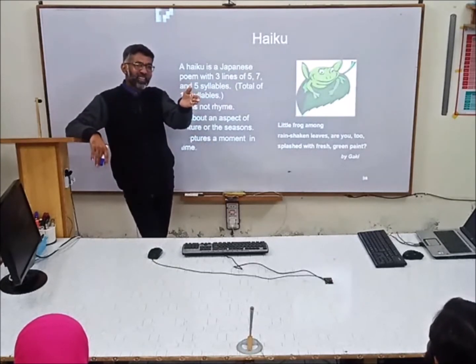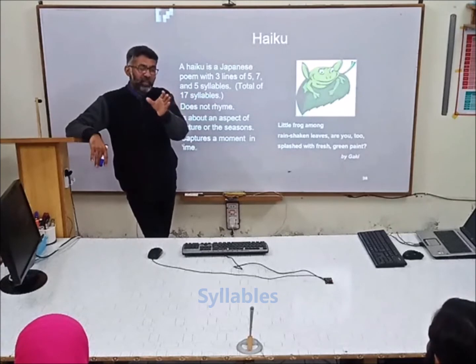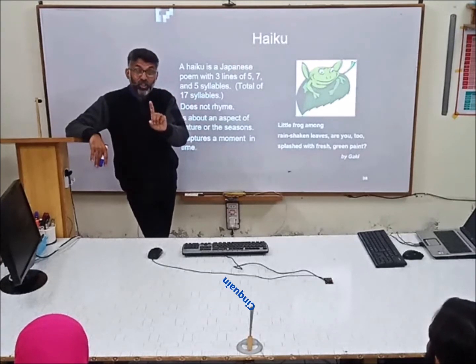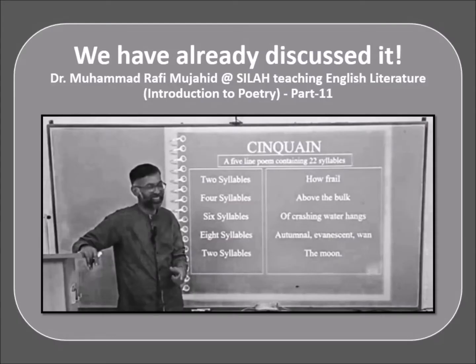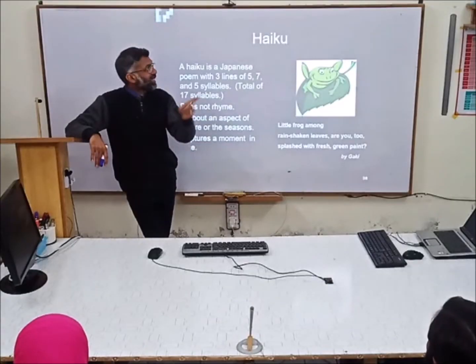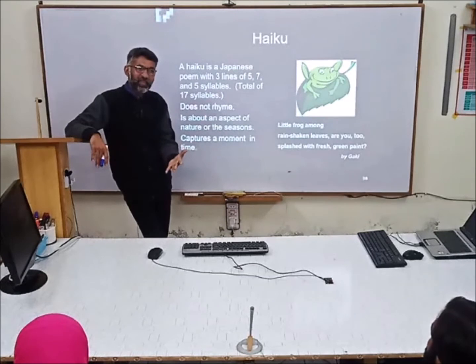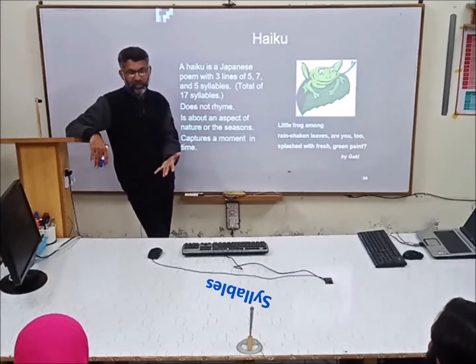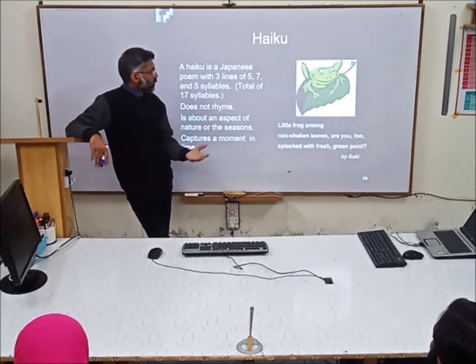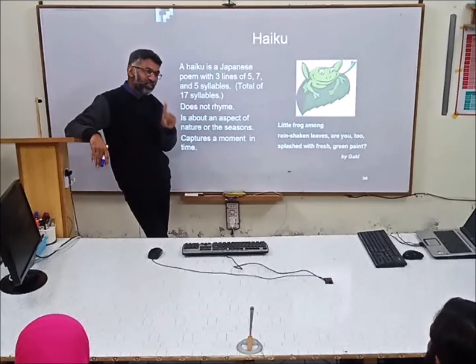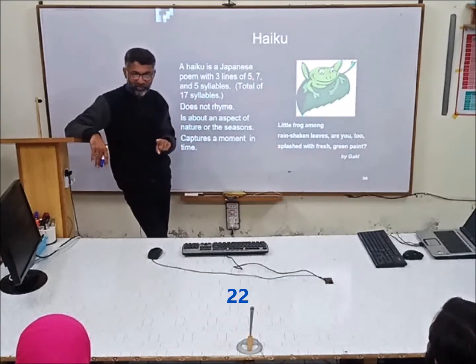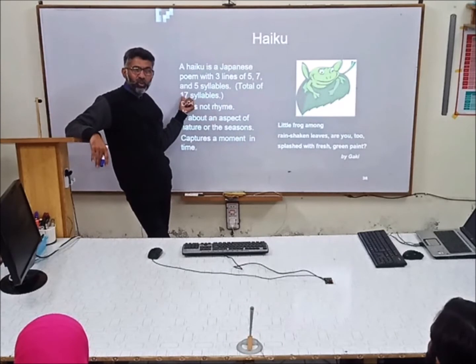As there are syllables counted over there in the sequin, the same is the case with haiku. Whenever haiku is written, it is written in syllables. Clear? Yes, sir. Total syllables in the sequin are 20. The total syllables in haiku are 17.